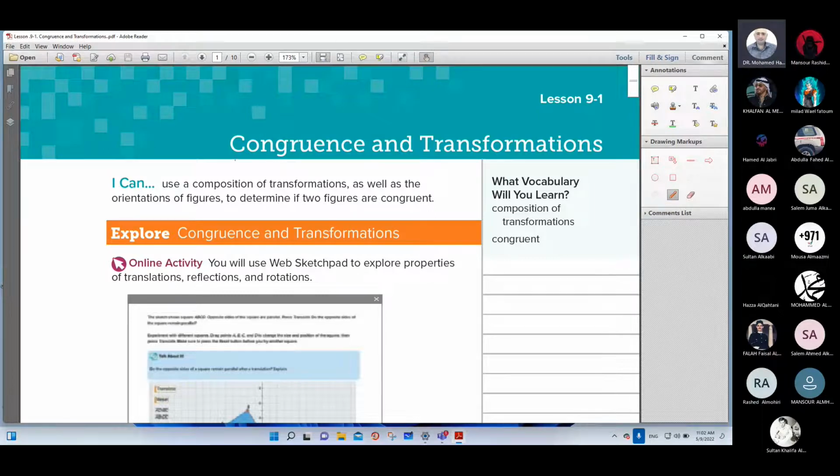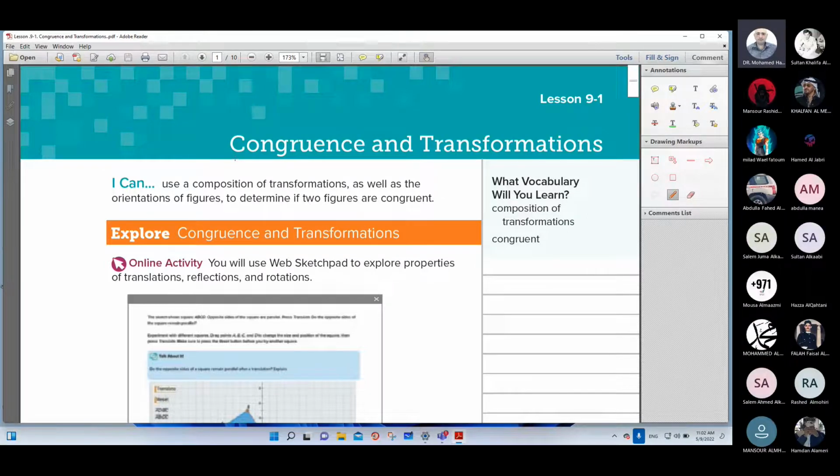Today we want to start in Module 9, Lesson 1: Congruence and transformations. In this lesson, we want to use a composition of transformations as well as the orientations of figures to determine if two figures are congruent.